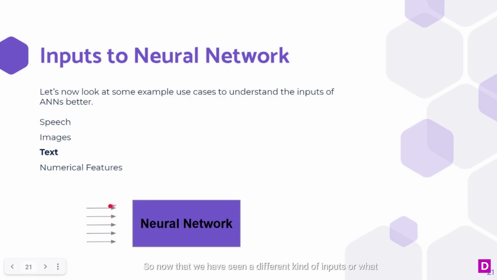Now that we have seen the different kinds of inputs, or the format of the input for the neural network, in the next session we will see what the output of a neural network will be, and what exactly the format will be for the output of a neural network.